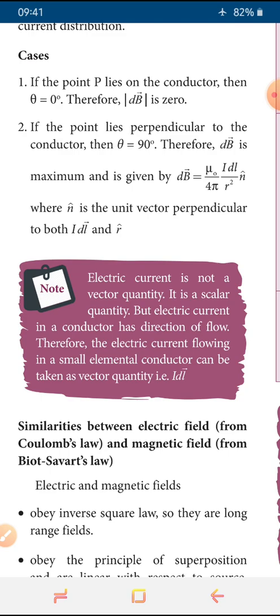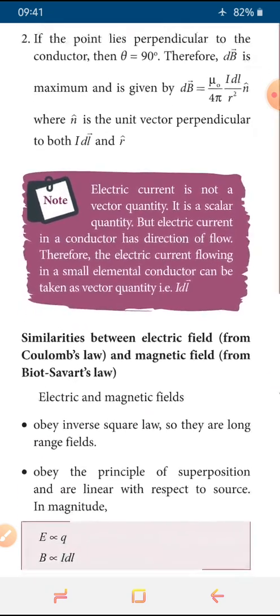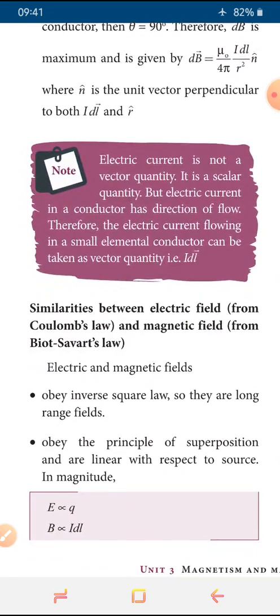So there it is not obeying the cross product. Then we are taking this electric current as what? Scalar quantity. So here, for some exception, the small segment we take as a vector quantity, that is Idl vector. So the Idl vector, when we take it, we are mentioning the direction of electric current with the vector quantity. Okay, next, similarities between electric and magnetic field.